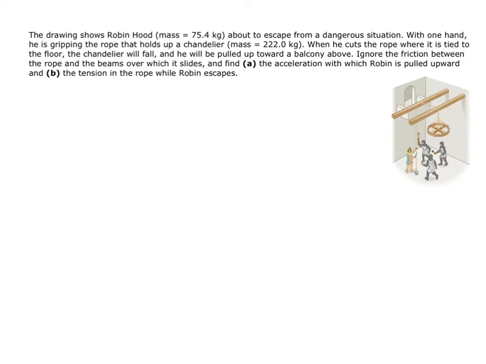And so what he decides to do is grab onto a rope that's holding up a chandelier, cut the rope, and hopefully, as it looks like the masses would confirm that the chandelier weighs more than him, so he would accelerate upward after cutting the rope as the chandelier then accelerates downward. And so in this case then we need to try to figure out what that acceleration upward is for Robin and also the tension in the rope as that occurs.